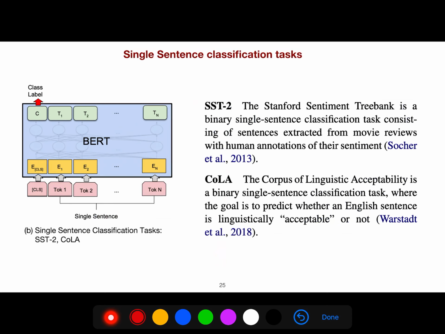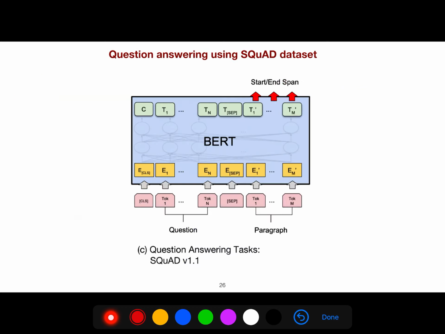And for single sentence classification, you just ask, for example, what is the class label of that? For example, if you're using the Stanford Sentiment Treebank, which I really like, it's a binary single sentence classification. Or if you're using the Corpus of Linguistic Acceptability, it's a binary single sentence classification. So you can use BERT as well.